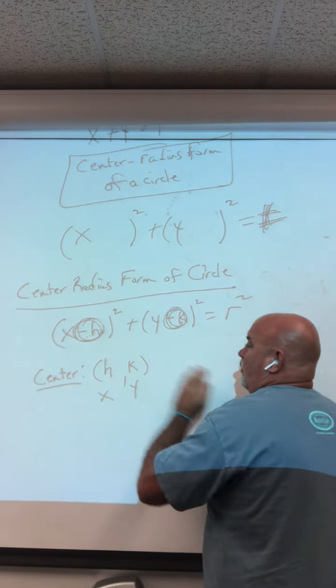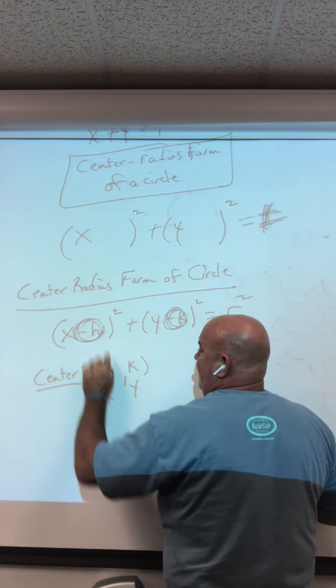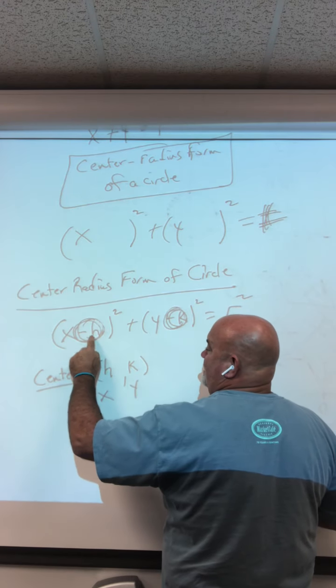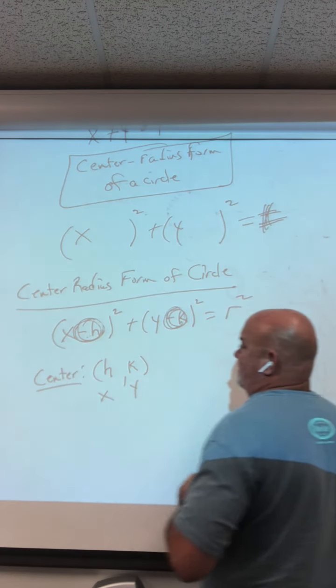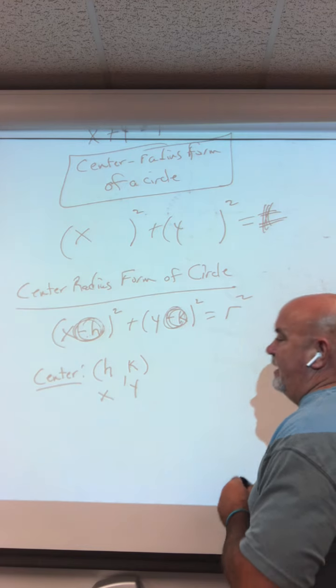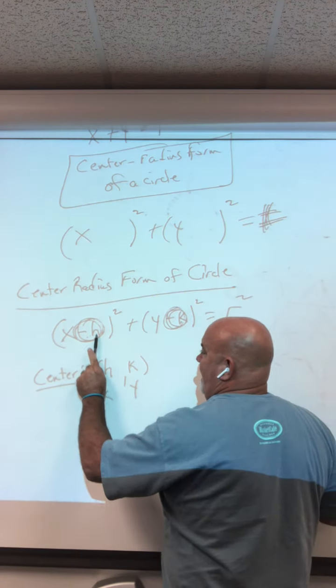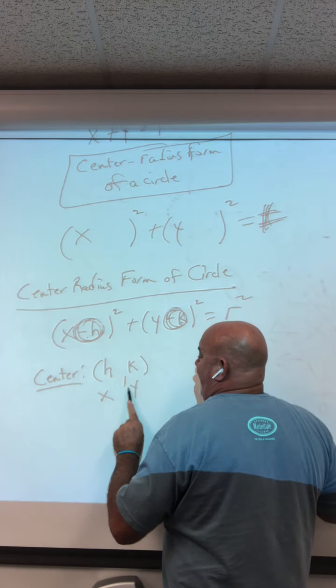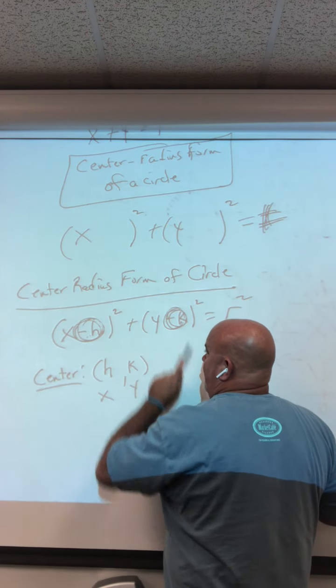Now you say, Mr. Rayner, what if there's no number there? Then the h is 0. So the h is the opposite of the number behind the x. Say that again. The h is the opposite of the number behind the x. Now the k is the opposite of the number behind the y.